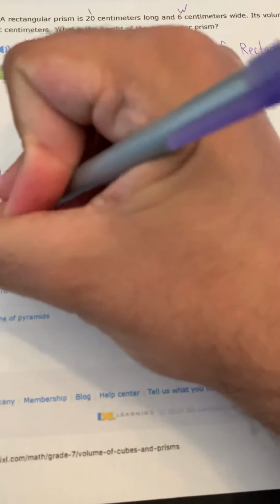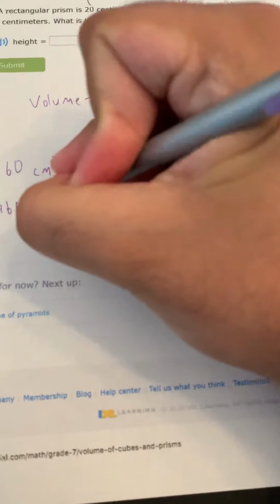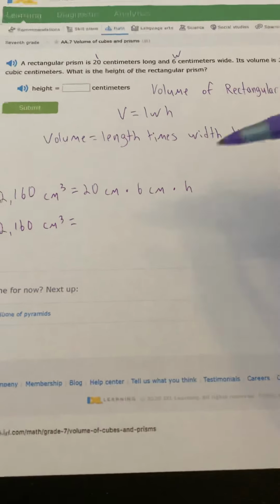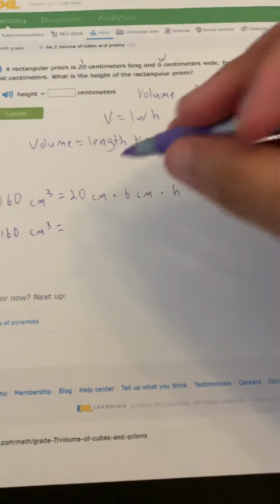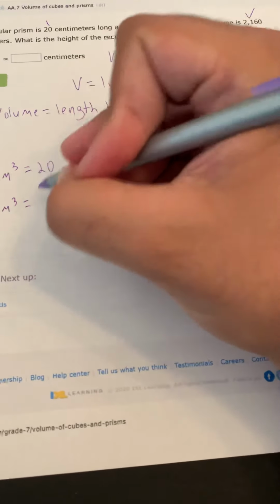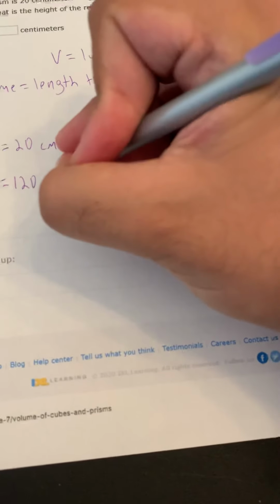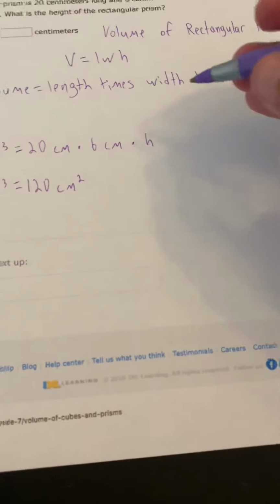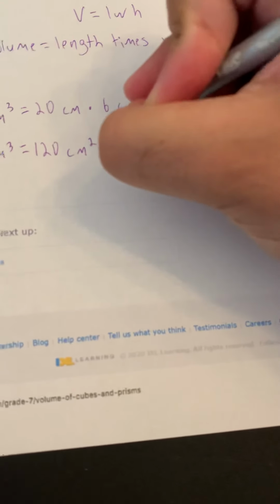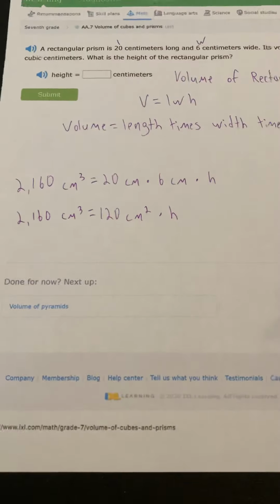So I got 2,160 centimeters cubed equals 20 times 6 is 120 because 6 times 2 is 12, and you just add the 0, 120. Centimeters times centimeters is centimeters squared. And we still got times our height. All right, so height isn't by itself yet.